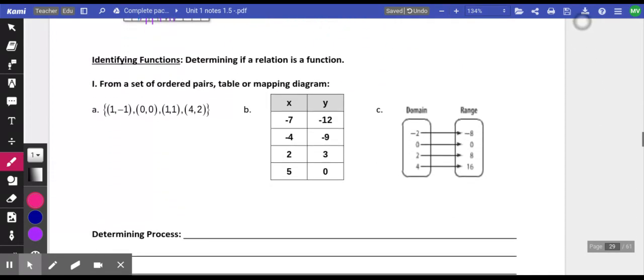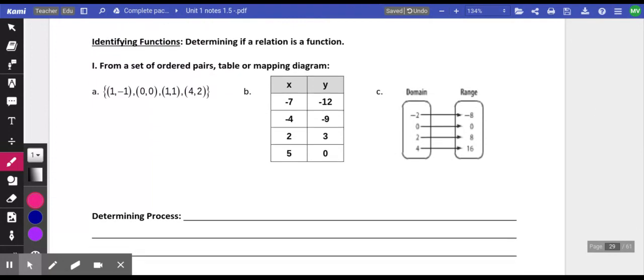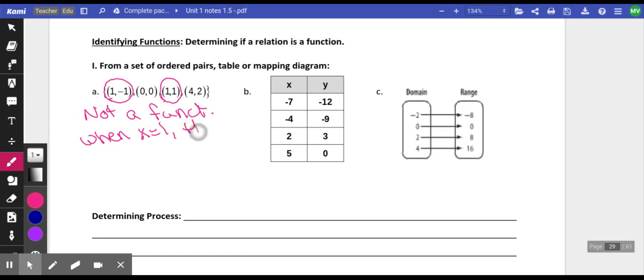So now if we come down here, I want to determine if these are a function. So on letter A, we're going to look at our x values. So I have x values of 1, 0, 1. Here I have 1 being paired with -1 and 1 paired with +1. So this is not a function. When x equals 1, there are two different y values.